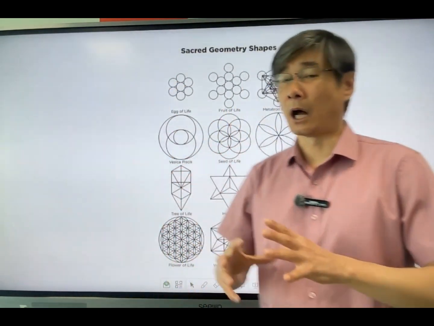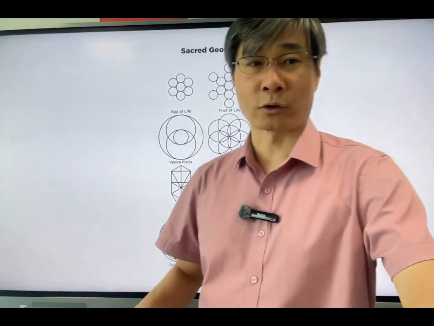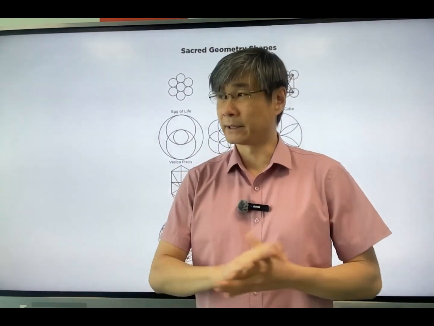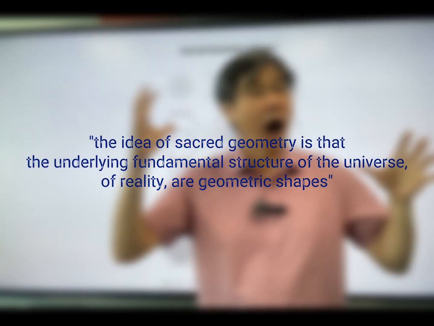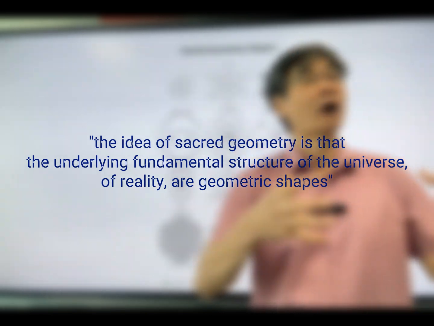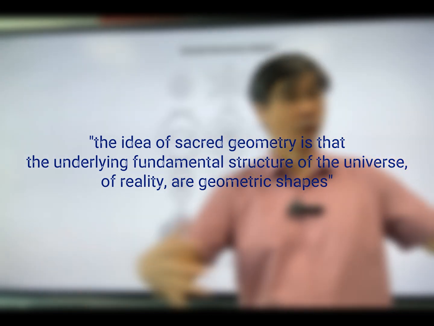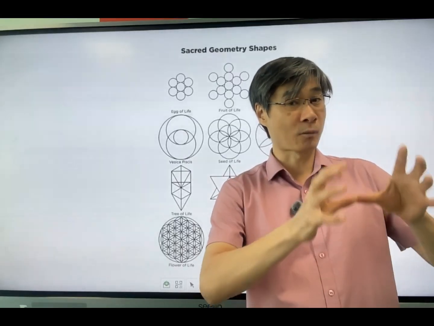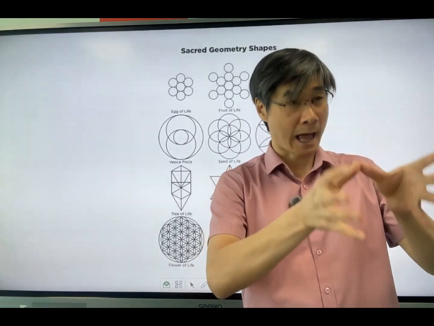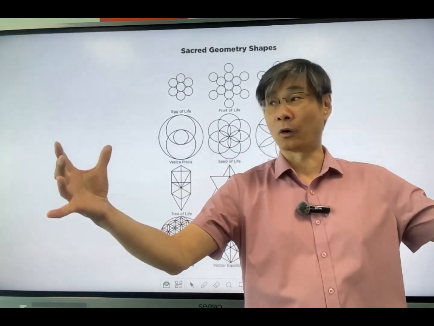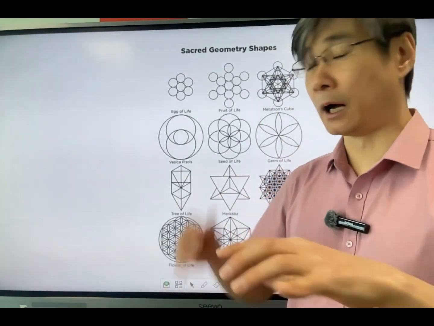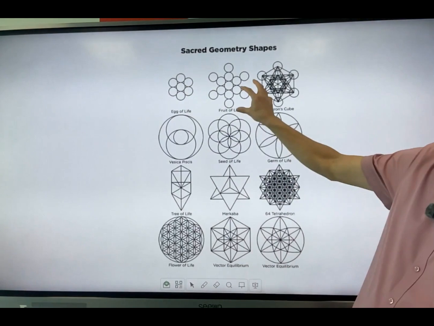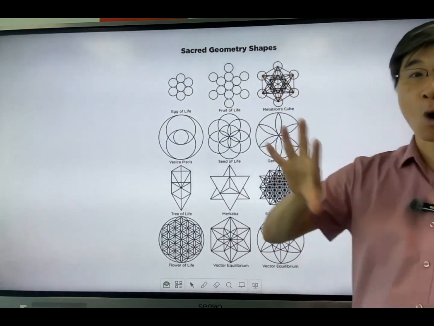Okay, so the first science that they focus a lot on is the idea of sacred geometry. I'm not sure if you've heard of this. But the idea of sacred geometry is that the underlying fundamental structure of the universe, of reality, are geometric shapes. And from these geometric shapes, you can give rise to every possible reality. This is called the egg of life, and from the egg of life, you just keep on expanding it, you will get all of reality.